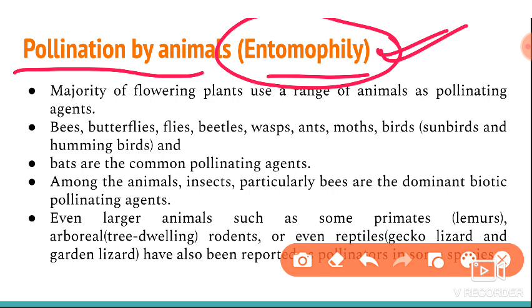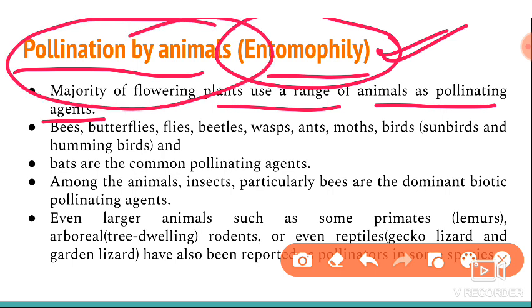Just remember that. So many animals are involved here. There are small animals like insects, and along with that, large animals are also there. They all do the pollination. We can see many pollinating agents here. This comes under biotic agents. Please remember, sometimes they ask the question: write the abiotic agents for pollination, or write the biotic agents for pollination.